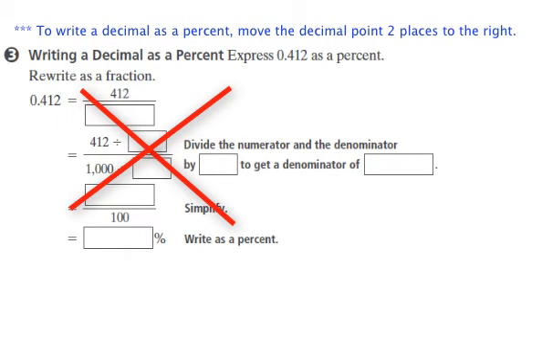To write a decimal as a percent, now we're going to move the decimal point 2 places to the right. Be sure to write that sentence down. When changing from a decimal to a percent, move the decimal point 2 places to the right. So 0.412, we move it 2 places to the right, becomes 41.2%.